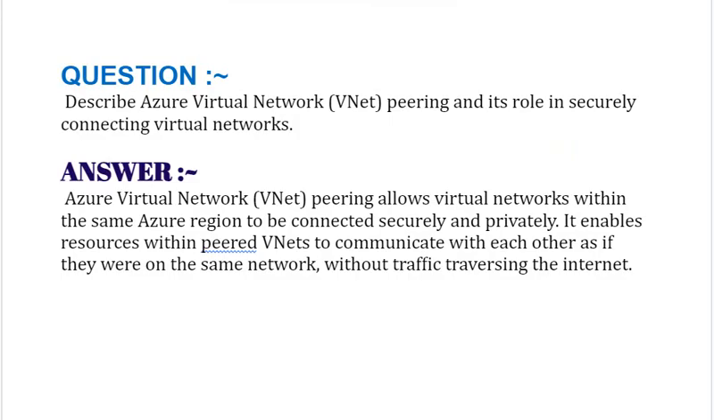Our interview question based on AZ-500 is: describe Azure Virtual Network (VNet) peering and its role in securely connecting virtual networks. Your answer should be: Azure Virtual Network (VNet) peering allows virtual networks within the same Azure region to be connected securely and privately. It enables resources within peered VNets to communicate with each other as if they were on the same network without traffic traversing the internet.